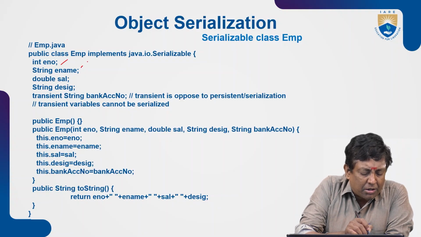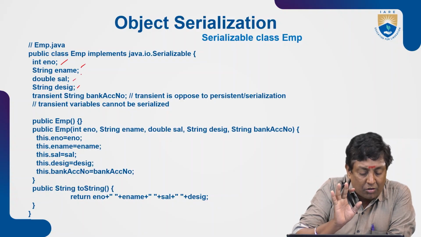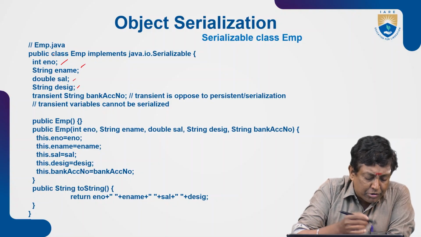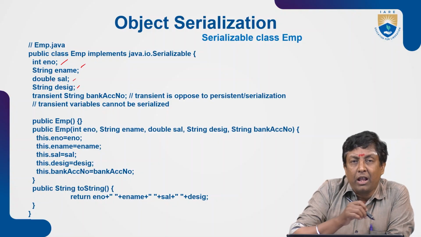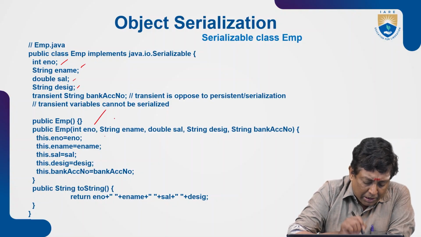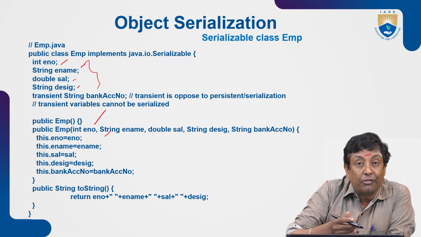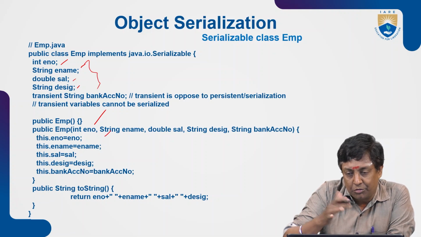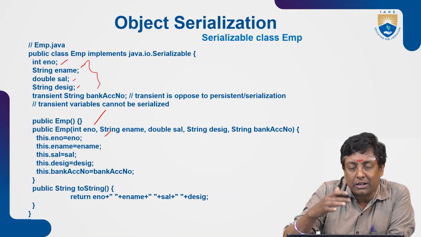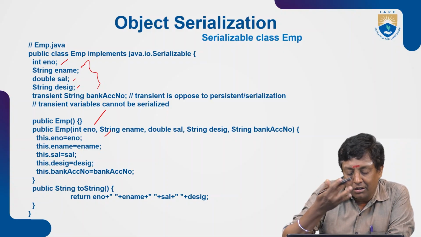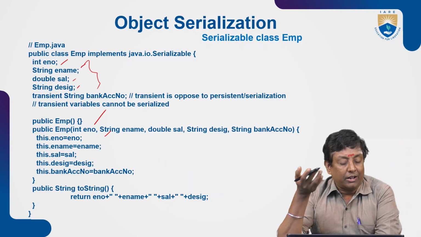Declare employee number, employee name, salary, designation as normal variables. Usually, you declare these variables as private. Write one parameter constructor. Write one pair of setter and getter methods for each variable. If there are 4 variables, you write 8 setter and getter methods in total. They're all common while writing the bean.